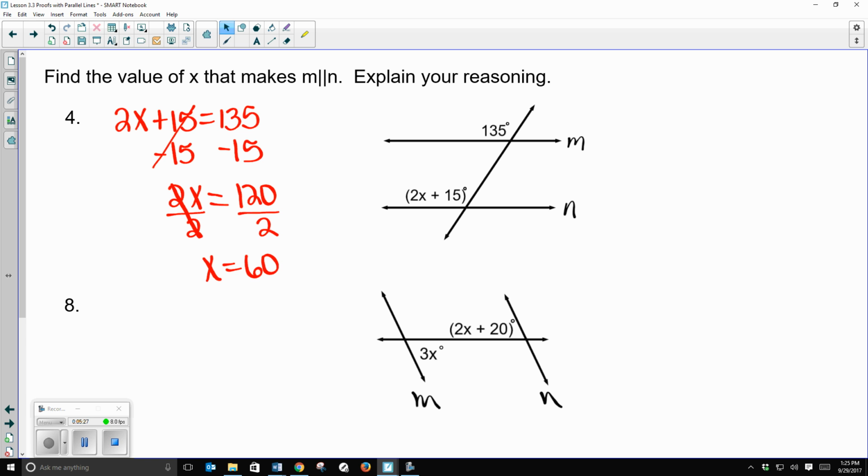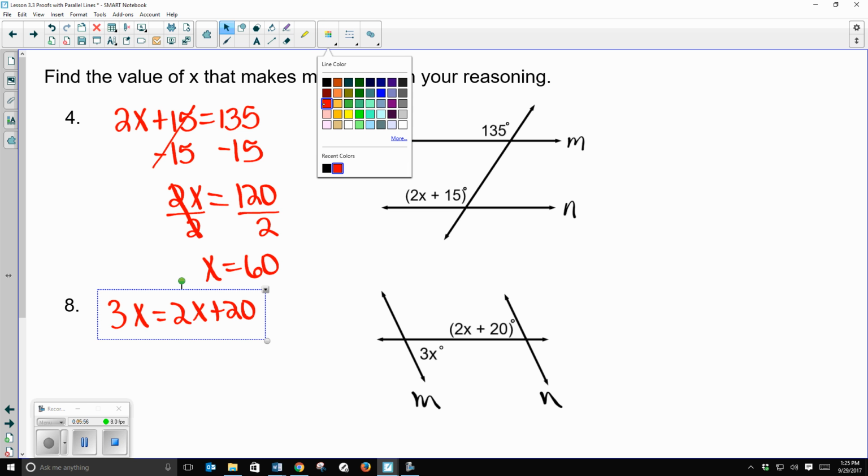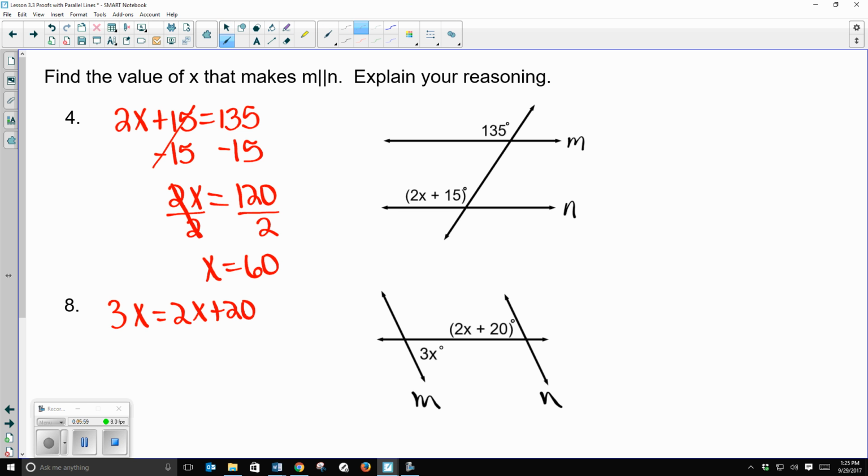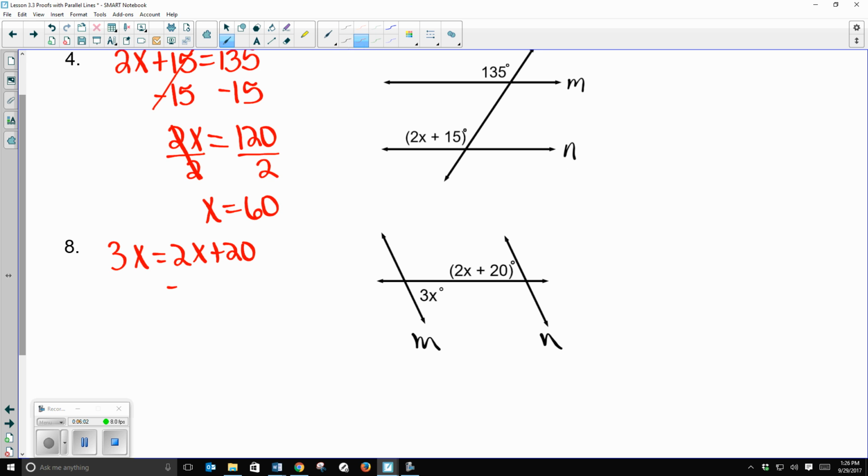These are alternate interior angles, and they have to be congruent to make m and n parallel. So same kind of thing. 3x has to be equal to 2x plus 20. The difference here is that we know the measure of this angle, it's 135. Here we don't know the measure of either angle, but it doesn't matter. You still set up your equation the same way. You set the two things equal to each other. Subtract 2x from both sides, you get x is equal to 20.